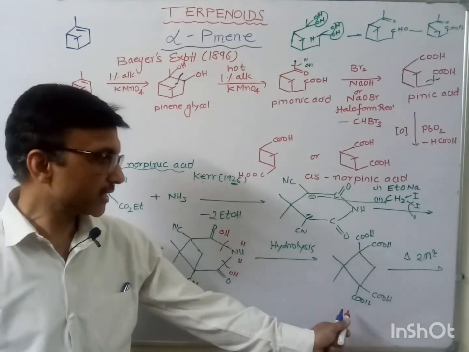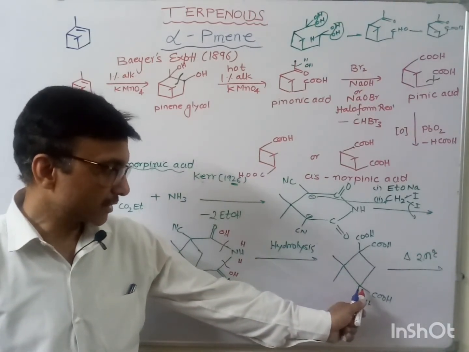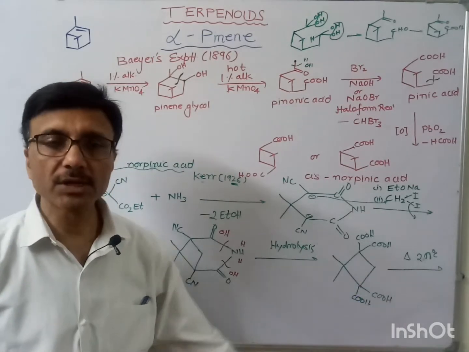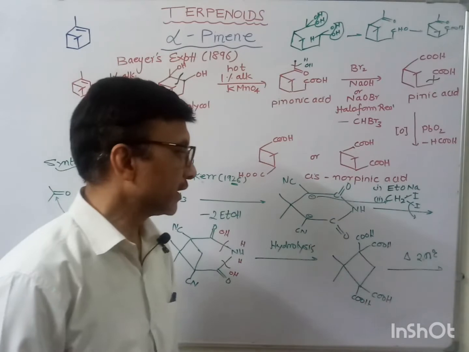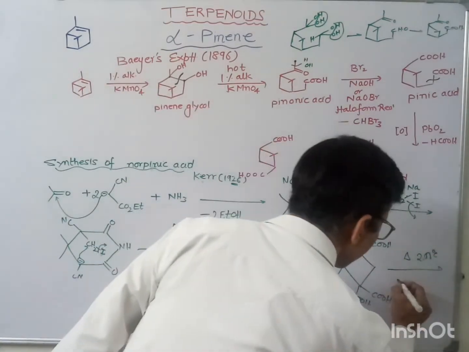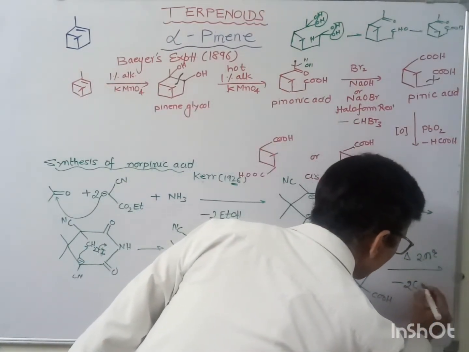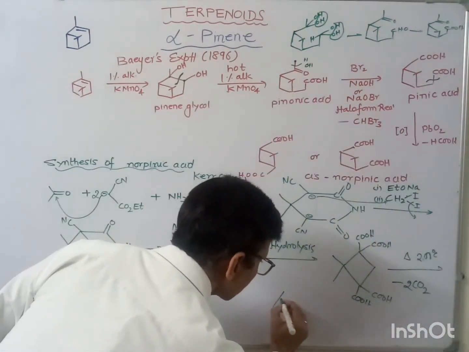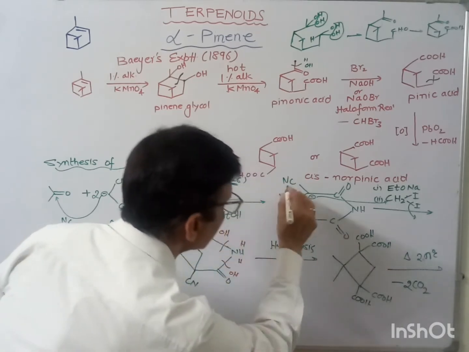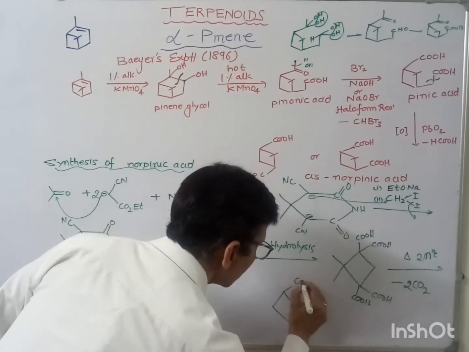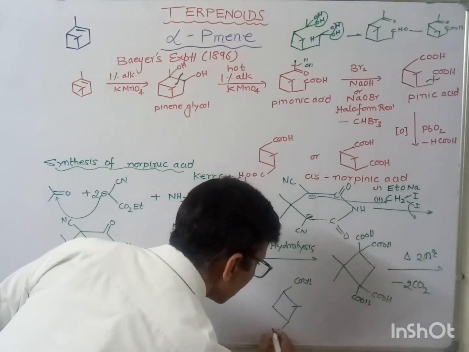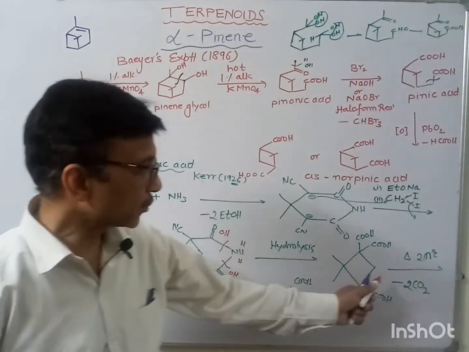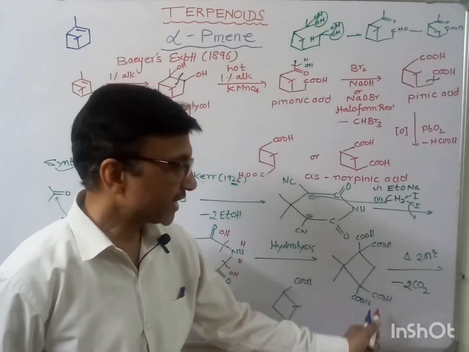so this is a dicarboxylic acid, and as the COOH groups are attached over the same carbon, that's why only one carbon will be removed, because only one carbon will be removed by the decarboxylation. So 2 molecules of CO2 will be removed from here, and we will get this structure. We will get this structure, COOH.